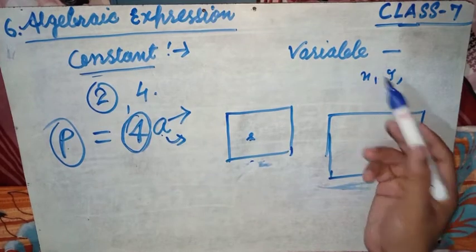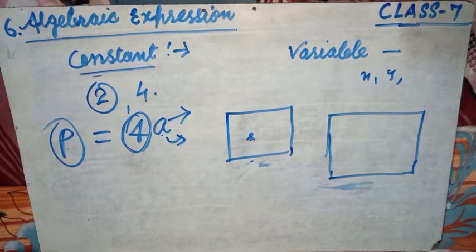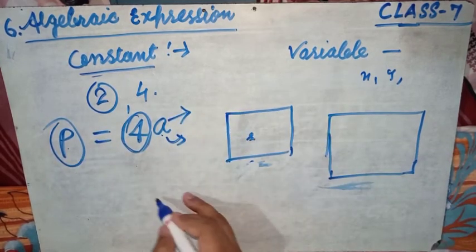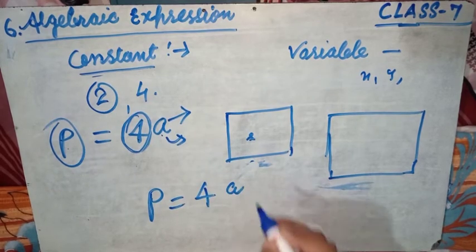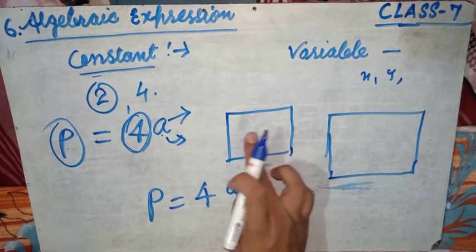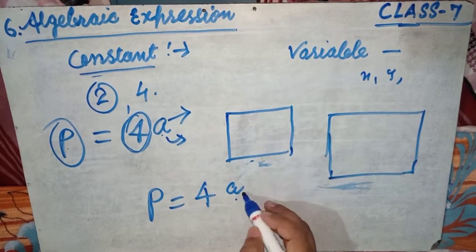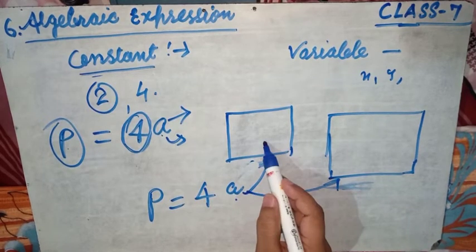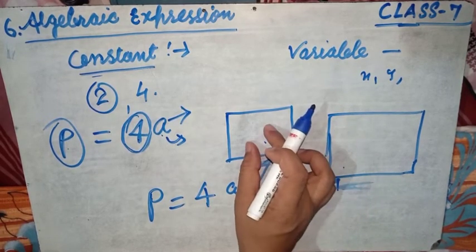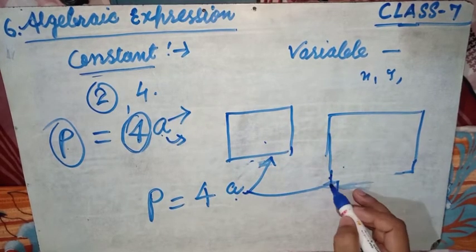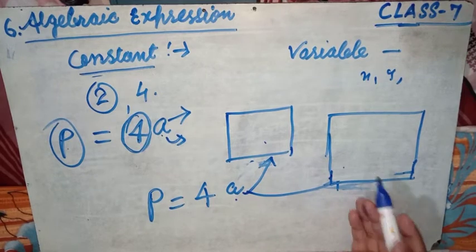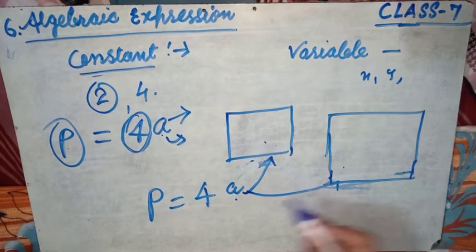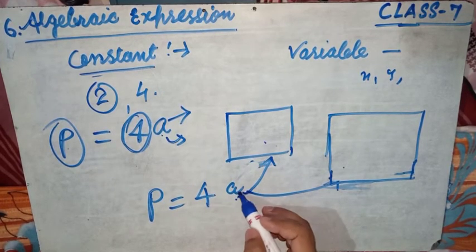Now talking about the variable. Variable means a symbol which takes various numerical values is known as a variable. Now see the same example. Perimeter of a square is 4 into side, means 4 into a, where a is the side. Now in this square, a may change. If the square is small, the side is small; if the size is big, it becomes the bigger square. That means here a is a variable.